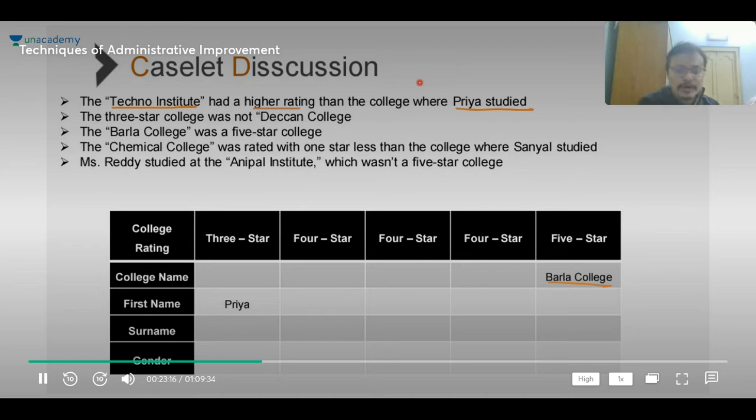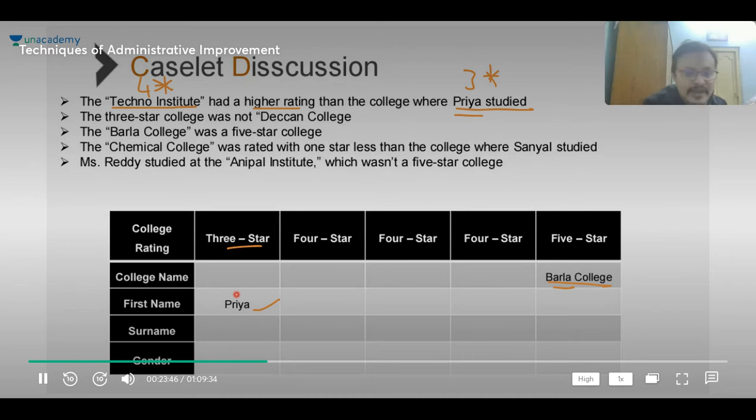Given that there's only 1 5-star college and that is Bala, so definitely Techno Institute is not the 5-star college. So the only option for Techno Institute now is to be the 4-star college. But since it has a higher rating than the college where Priya studied, Priya's college must be less than 4-star. So that means there's only one option, that is a 3-star college is where Priya studied.